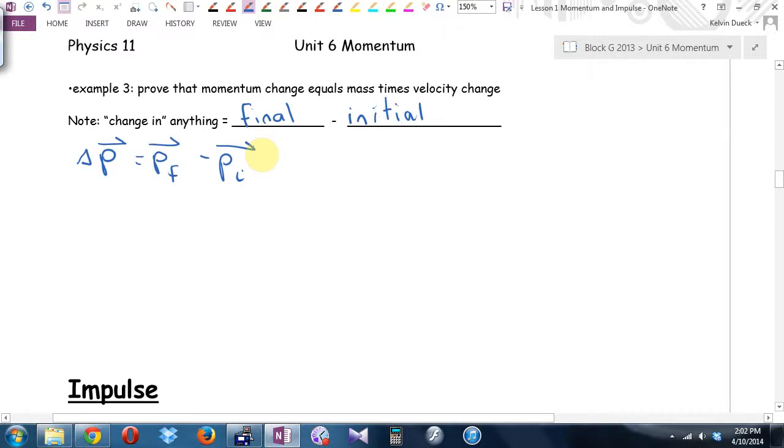True? Let's break this down further. What is momentum? What is the equation? Momentum is what times what? What's our new equation? Mass times velocity, so I guess momentum final is going to be mass v final, and I guess momentum initial is going to be mass v initial, because I don't think the mass of the object is changing. Its speed is changing. Baseball doesn't become lighter on its way to the plate.